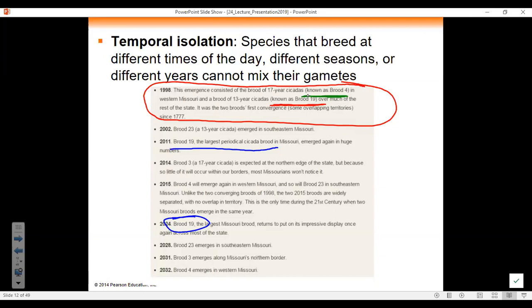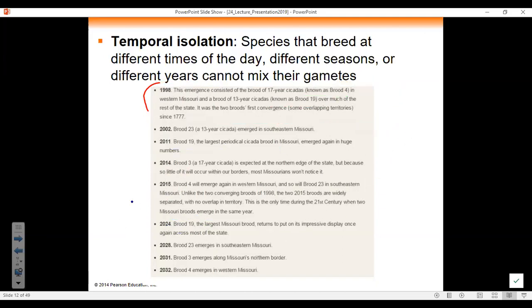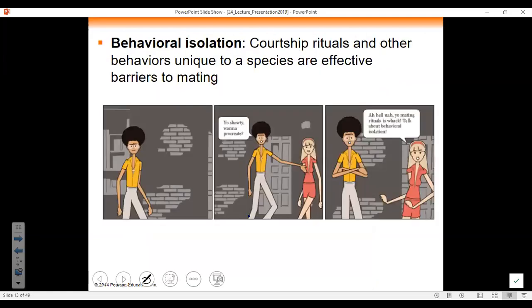It was absolutely disgusting. So temporal isolation, if the one group only comes up every 17 years and the other group comes up every 13 years, how often are they even going to be up at the same time? They're not going to be able to mate. In 1998, that happened, and it hadn't happened prior to that since 1977. So fortunately for you, you won't have to live through one of those, because it's going to be several hundred years before it happens again. Oh, it was traumatic, but 2024, we're back again, baby. We are back to the gross cicadas.